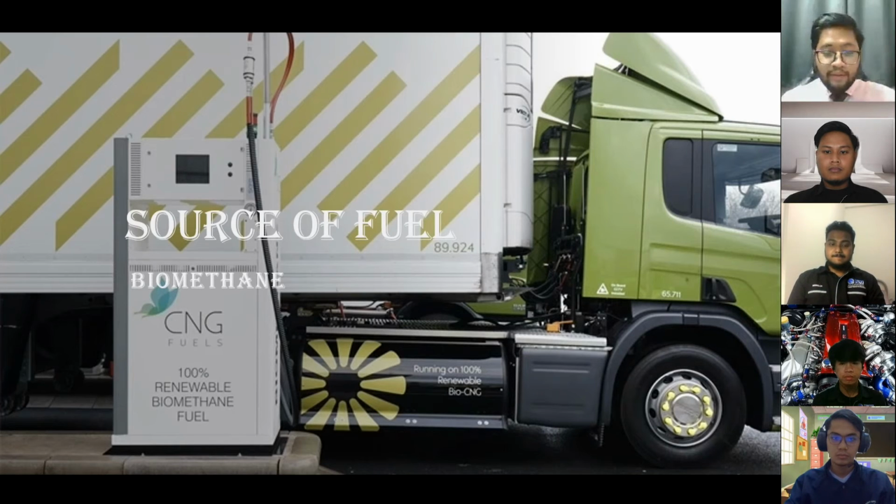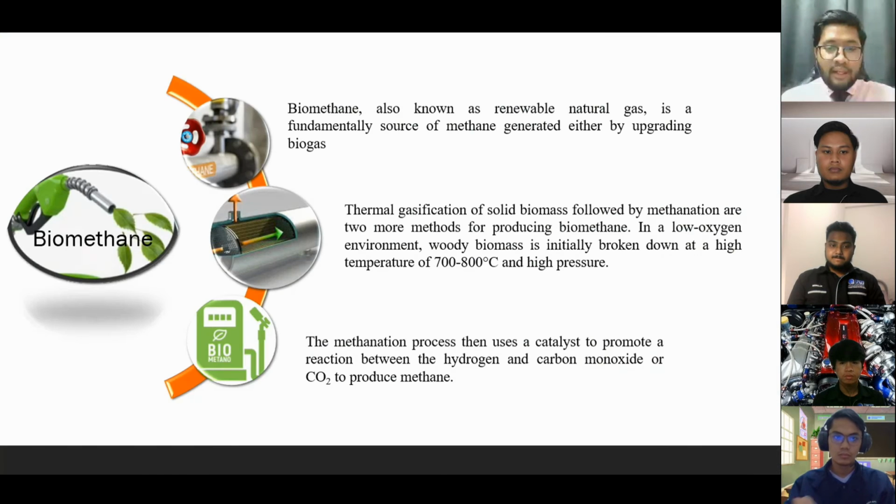The second part is the source of fuel for biomethane. Biomethane, also known as renewable natural gas, is a source of methane generated either by upgrading biogas, a process that eliminates CO2 and other pollutants present in the biogas, or by gasification of solid biomass and then methanation. Thermal gasification of solid biomass followed by methanation are two more methods for producing biomethane.